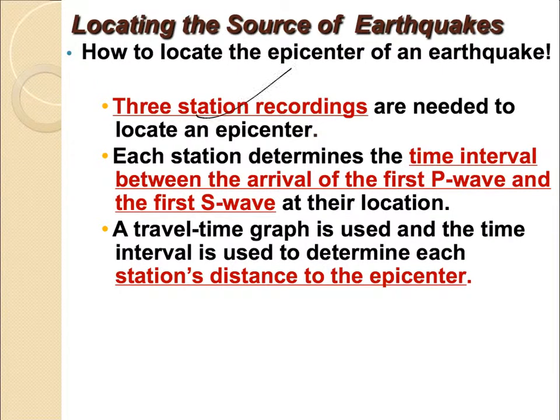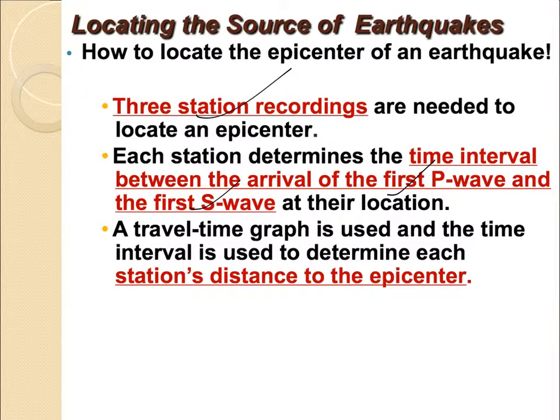You're going to need 3 stations. A lot of people think of this in terms of triangulation. So you're going to need 3 seismograph stations, and you're going to need 3 different seismograms. On a particular seismogram, you can calculate the amount of time in between the arrival of the first P and the arrival of the first S, which is typically in minutes.